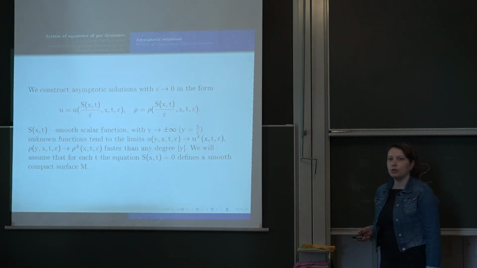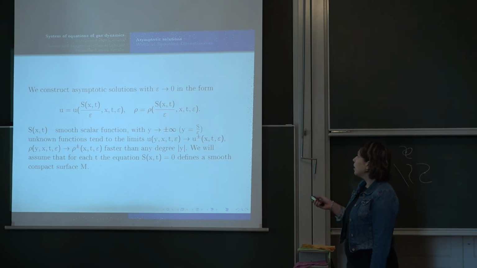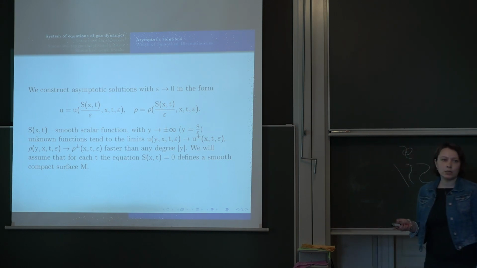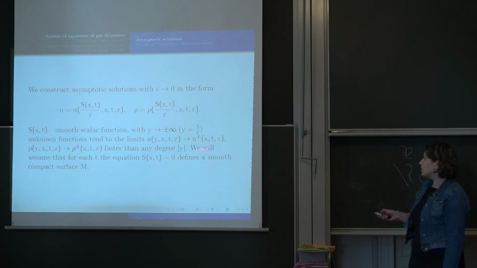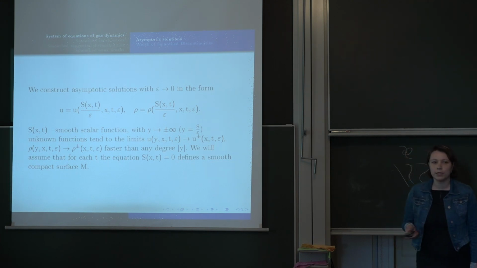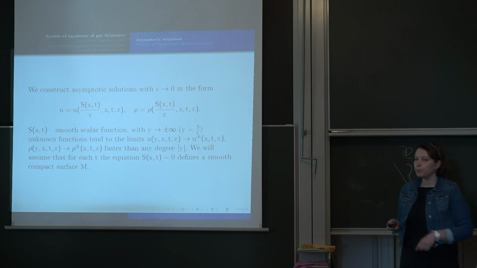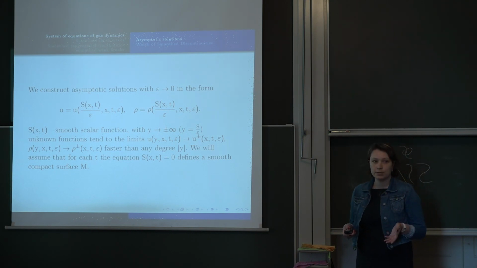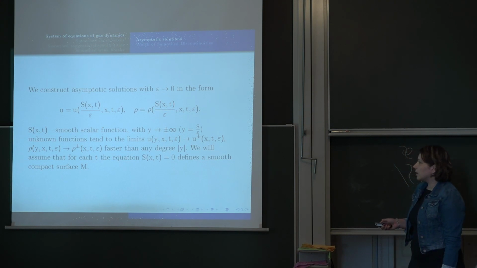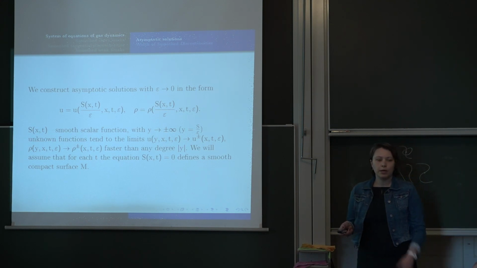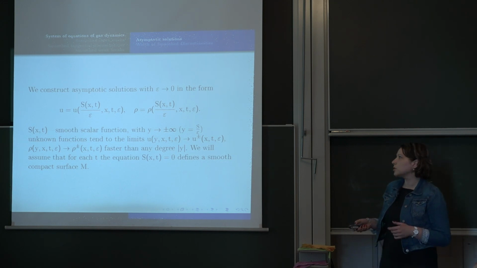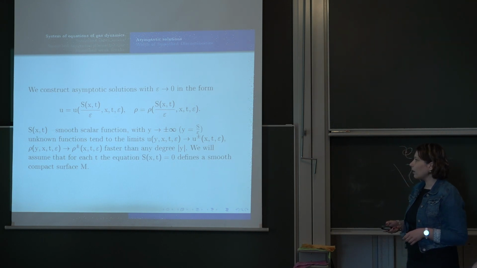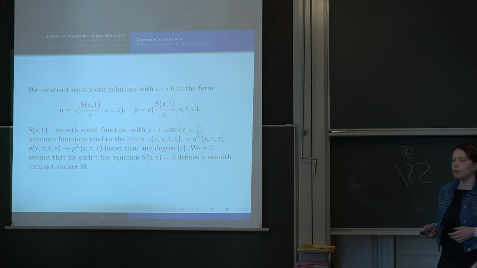We write the solution of our equation in such a form, where S is a smooth scalar function. So we have fast variables there. When our fast variable tends to plus or minus infinity, our unknown functions tend to their limits U plus and minus, and rho plus and minus. At each moment of time we have a manifold that describes such equations, and this surface is compact.